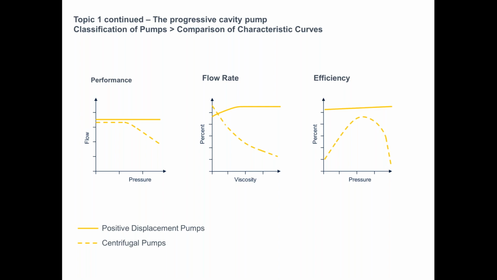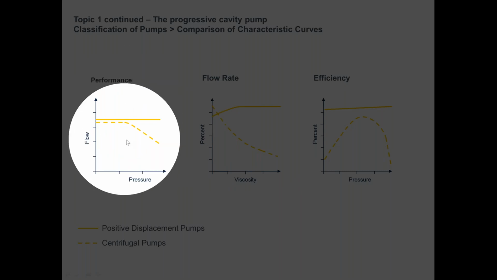So key characteristics of a progressive cavity pump. If we look right here under performance, there's 2 lines. One is dotted, which represents a centrifugal pump, and one is a solid line, which represents a progressive cavity pump. So as the pressure increases in a certain system, with centrifugal pumps, the flow will drop off. With a progressive cavity pump, there is very little flow affected by changes in pressure.